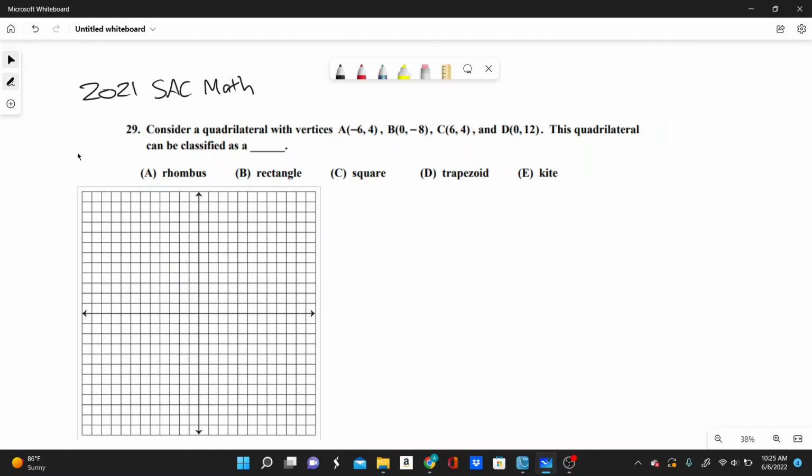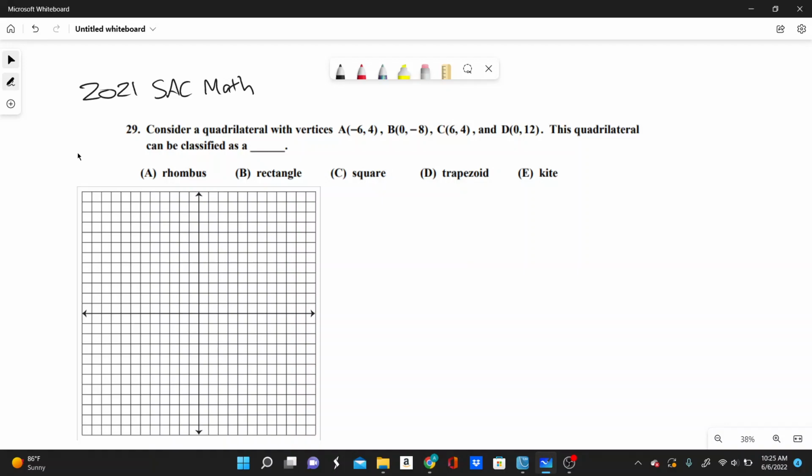Number 29. Consider a quadrilateral with vertices A (-6, 4), B (0, -8), C (6, 4), and D (0, 12). This quadrilateral can be classified as a what?